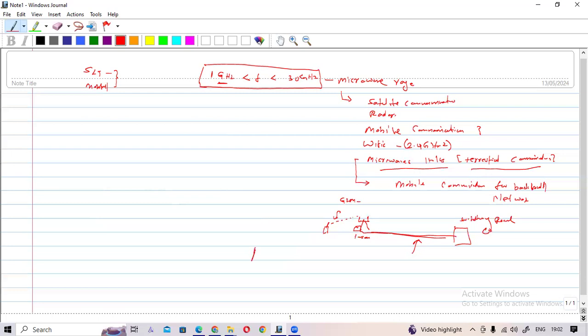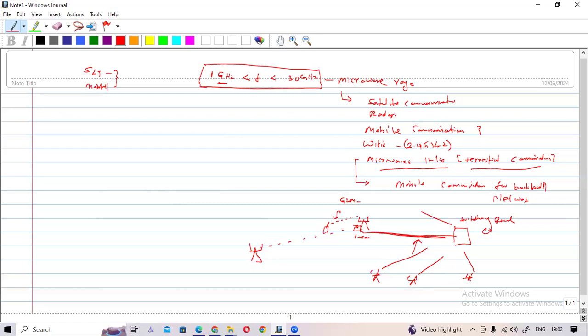So maybe if you have another tower, this tower should be connected to here. Then all this information you can send to the core network. Likewise, there are many towers and only one core network. So all these towers are connected to this one, mostly using microwave link.